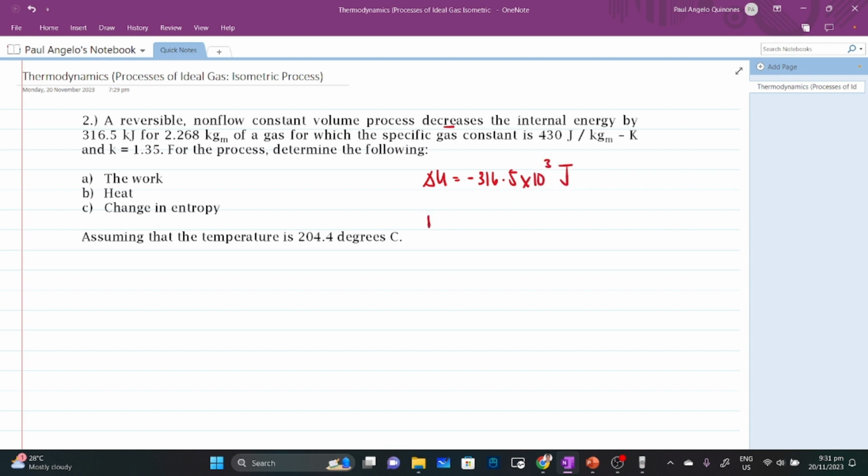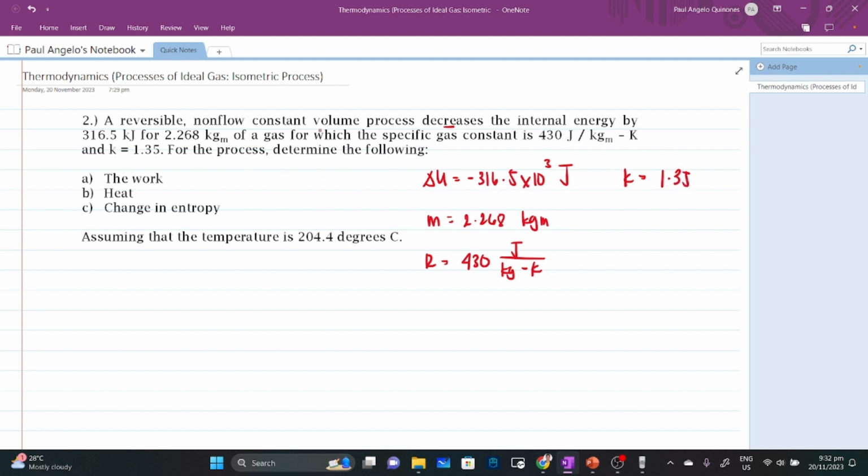And the mass, which is 2.268 kilograms, and a specific gas constant R, that is 430 joules per kilogram Kelvin, and we have the specific heat ratio K, which is given by 1.35.